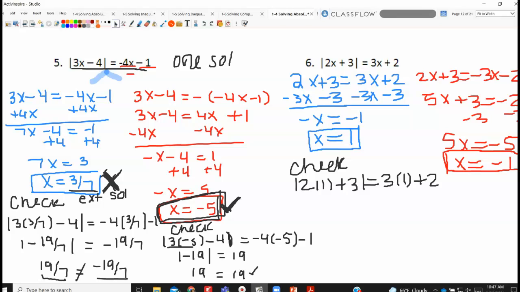Two times 1 is 2. 2 plus 3 is 5. You get 5 equals 5. So positive 1 checks.